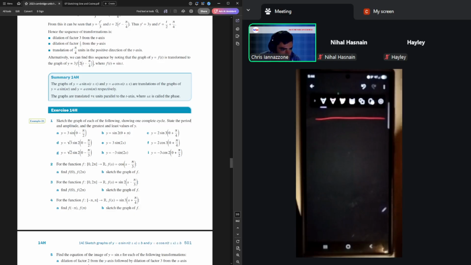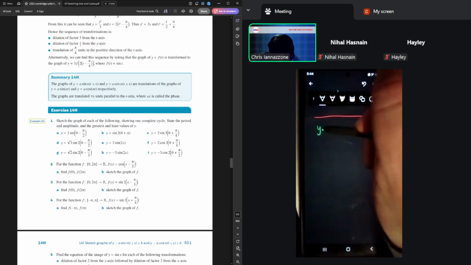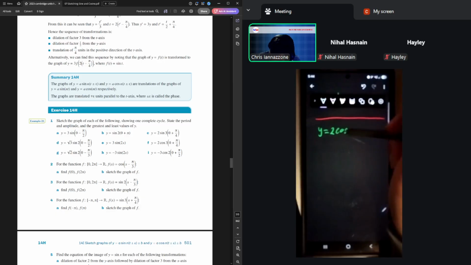Okay. So we had y equals 2 cos 3 theta plus pi on 4. I know it's a bit blurry right now, I'll just finish writing it up before I fix it.